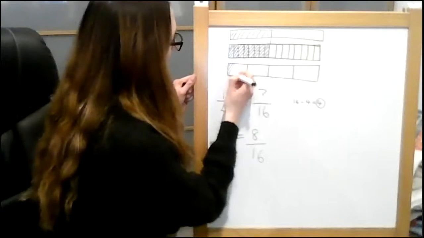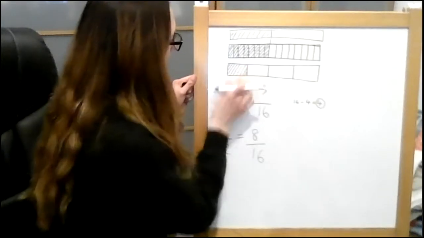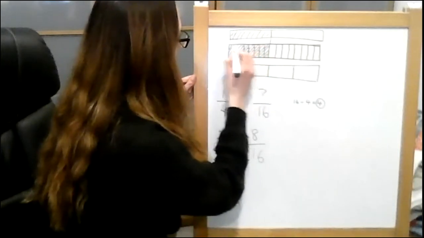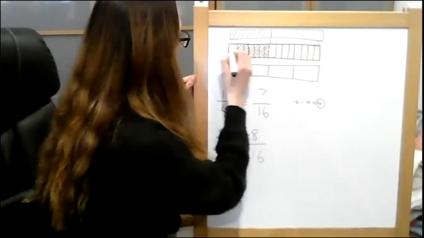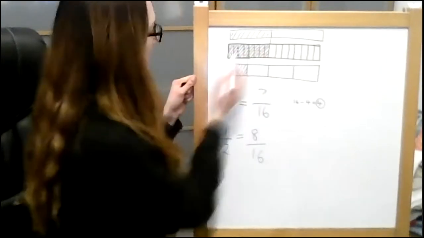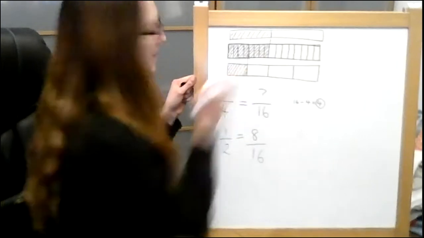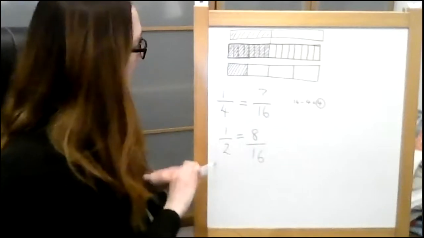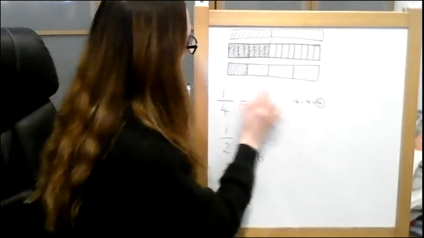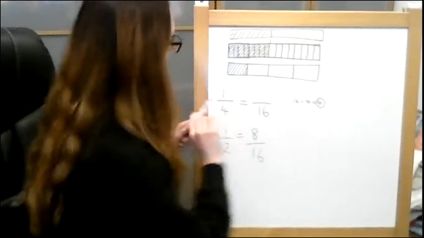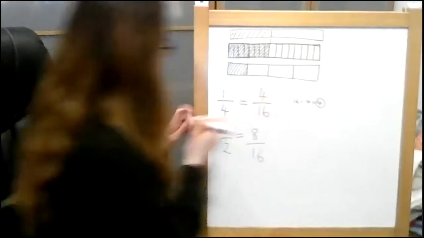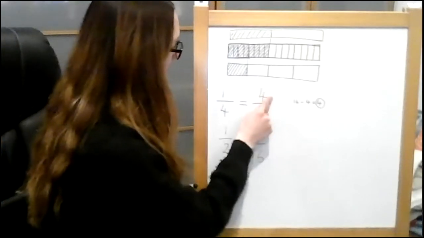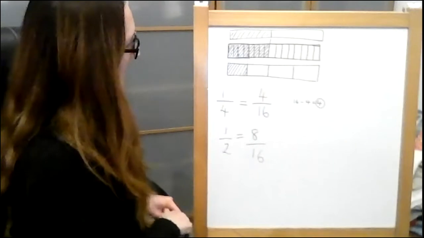If I can shade in 1/4 here, I have 1/4. And I'll show you 1/4 on here. 1, 2, 3, 4. So 4/16 is equal to 1/4. So I can rub that out and replace it with a 4. So 4/16. 4 times 4 is 16. 16 divided by 4 is 4. So there's a connection there.